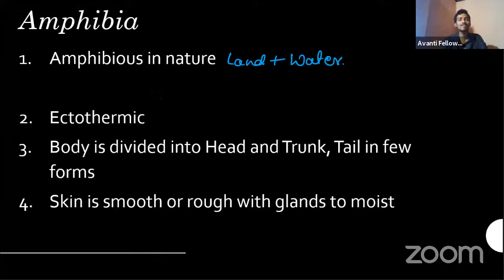So amphibious in nature means present on land and in water, and they will normally prefer the freshwater system. They are normally not present in the ocean. Sometimes you can find a few extra species present on the seashores, but those are very few, that's why we left it. They choose the freshwater system because they can regulate their osmotic concentration and everything very easily there.